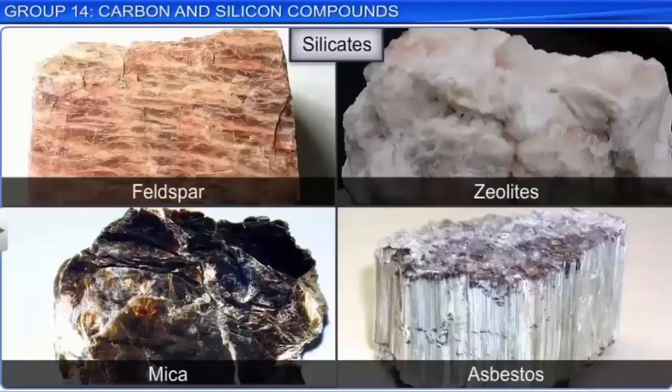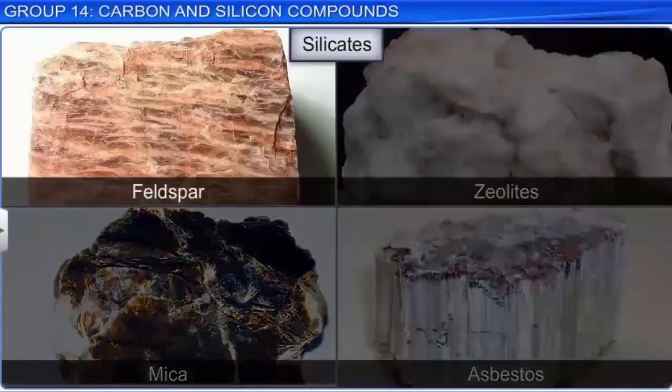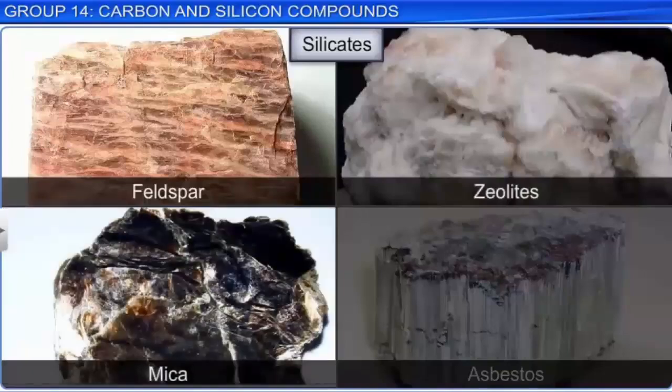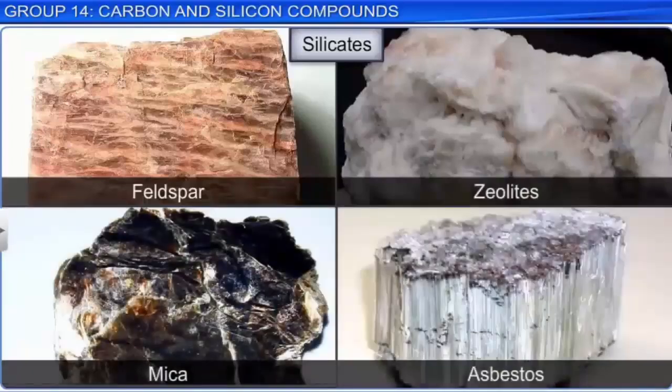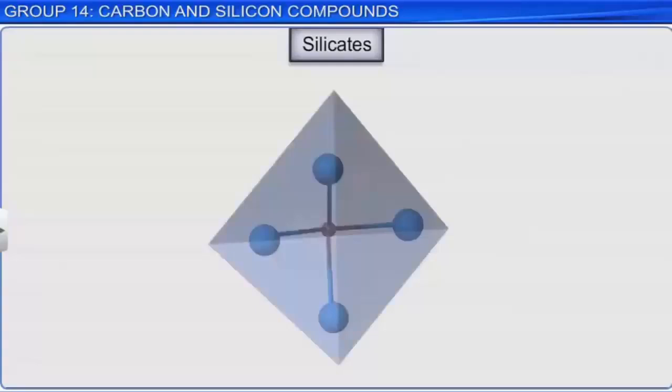Silicates are another important class of silicon compounds. Many silicates are found in nature, including feldspar, zeolites, mica and asbestos. The main structural unit of silicates is the ion SiO4 4-. This polyatomic ion has a tetrahedral geometry around the central silicon atom.